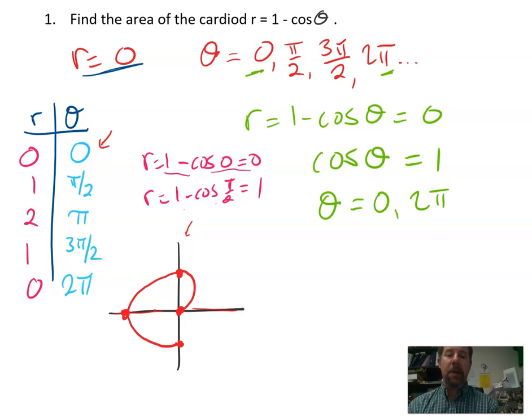And then now I'm going to go back in the direction of 2 pi. 2 pi is the same as 0. But my radius is 0, so I'm back to the pole. And there's a quick sketch of a cardioid, okay? That's what this graph would look like.